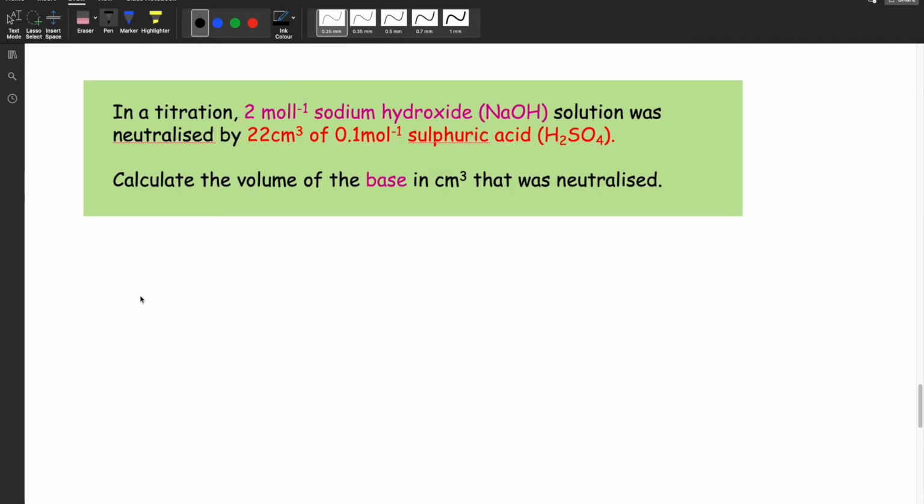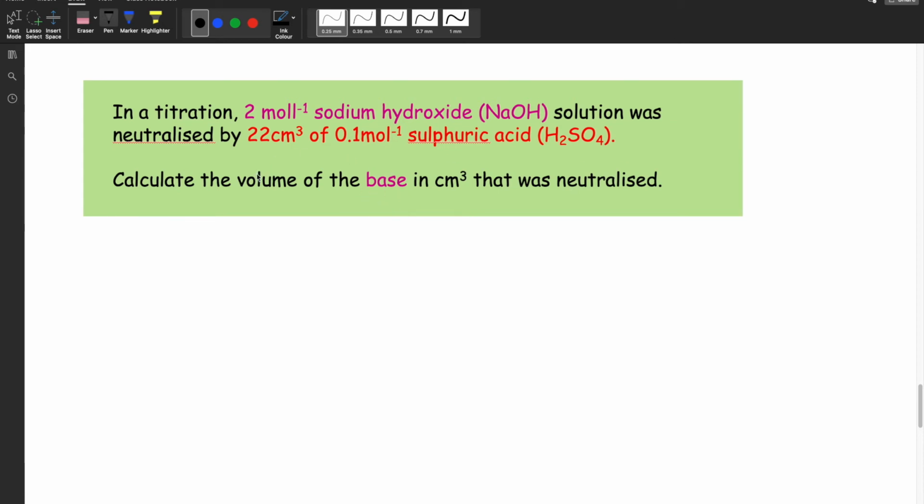Okay, this next question is again a little bit different, but we have to do all the exact same steps. First thing to do is read the question and figure out what it's asking for, and then we'll start going through it. So it says, in a titration, 2 mole per litre sodium hydroxide solution was neutralised by 22 centimetres cubed of 0.1 mole sulfuric acid, and it gives you their two formulas there. This time it's asking us to calculate the volume of the base that was neutralised. So it's not asking us for a concentration this time, it's asking us for a volume and of the base.